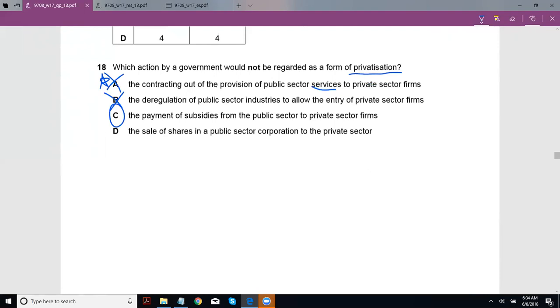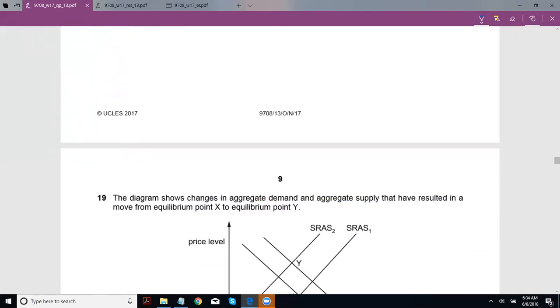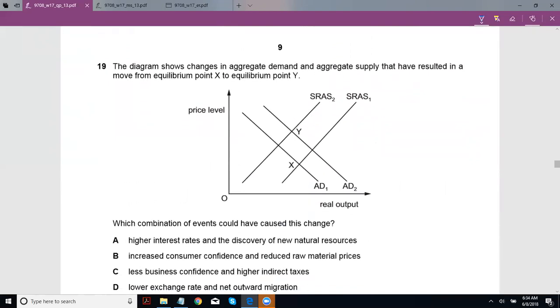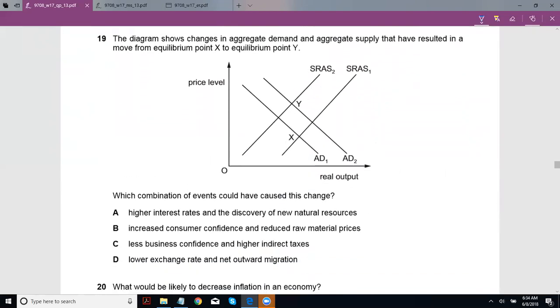It's simple government intervention. If you look at D, the sale of shares in a public sector corporation to the private sector, and again that is also a pretty common form of privatization where the private sector is going to gain power and gain shares, in this case at least.